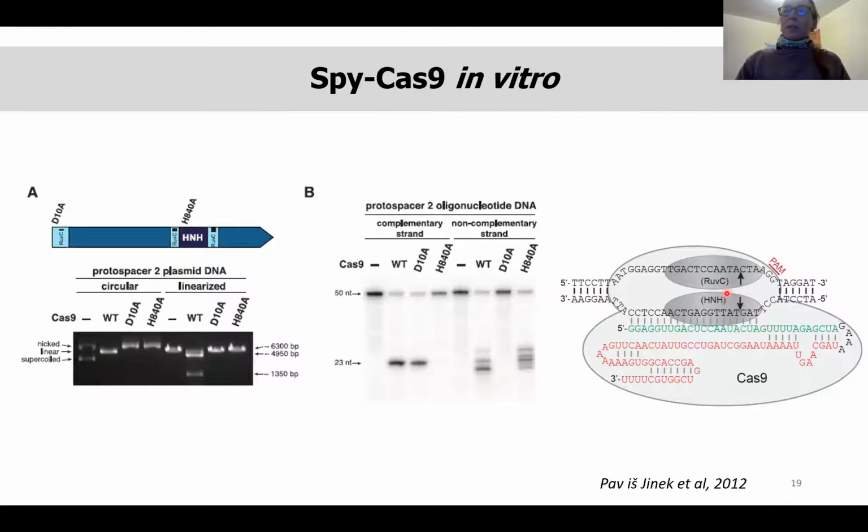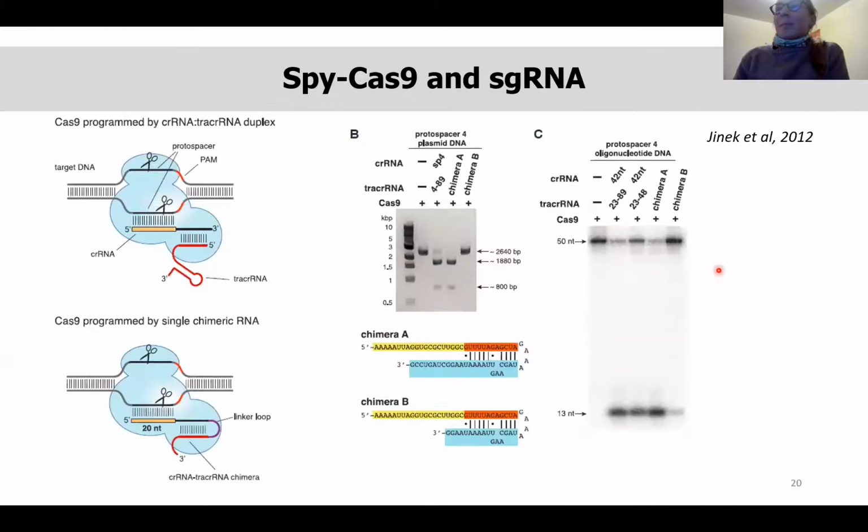So that's the second paper, which majorly got the Nobel Prize. And also, what else was shown in that paper?